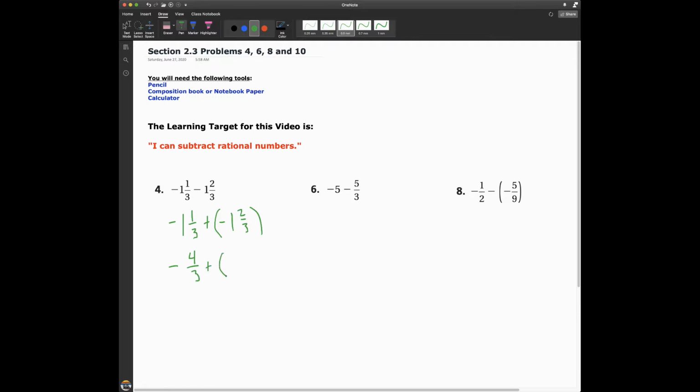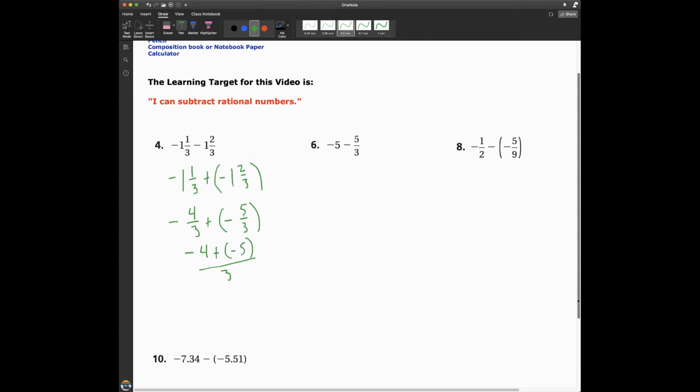-4/3 plus -5/3. And now I follow the song. Same sign, add and keep, right? So this is -4 plus -5 over 3. We see that they have the same sign. The two numerators have the same sign, so I add and keep. So these are all equal, and this equals -9/3, which is the same as -3. Okay, there you go. Bam, we got that one.